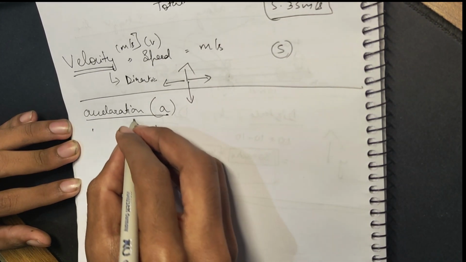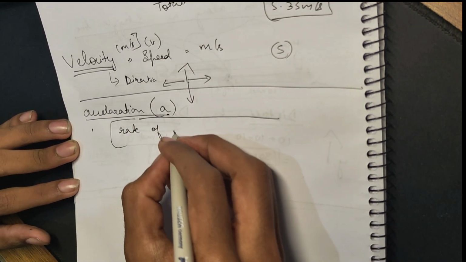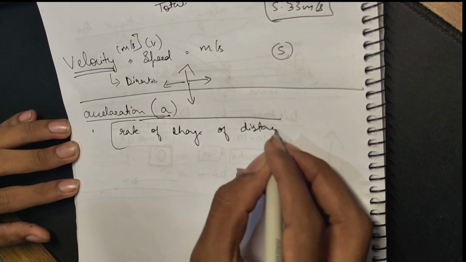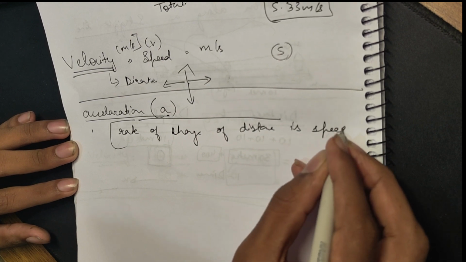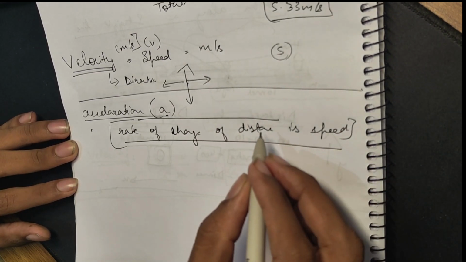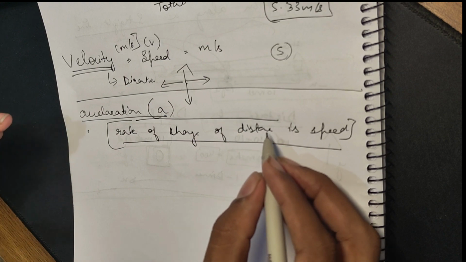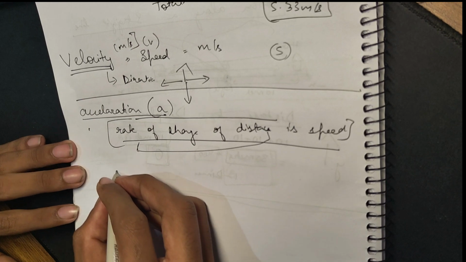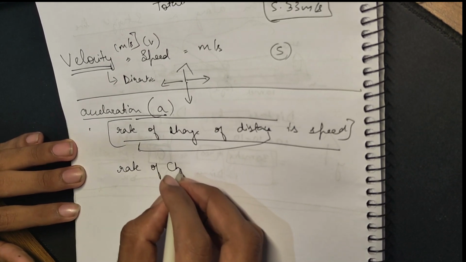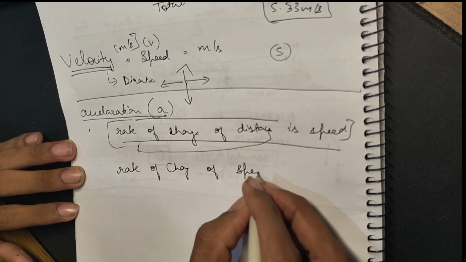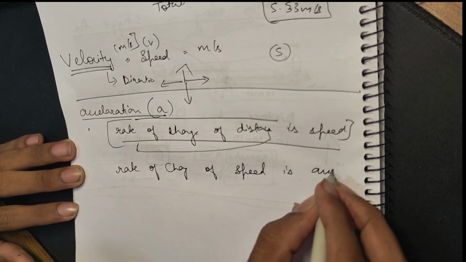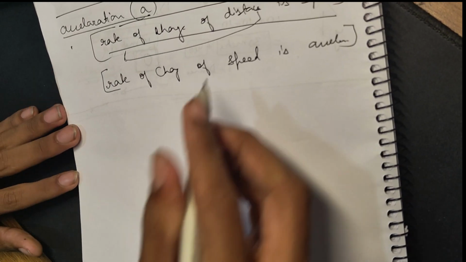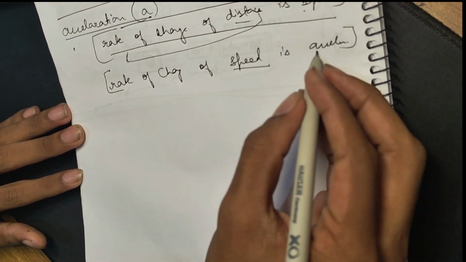Let us leave acceleration aside and talk about velocity first. Rate of change of distance is speed. Got it? Rate of change of distance is speed. This means distance is changing with respect to given time, right? Now rate of change of speed is acceleration. Got it? Very simple. Rate of change of distance is speed. Rate of change of speed is acceleration.